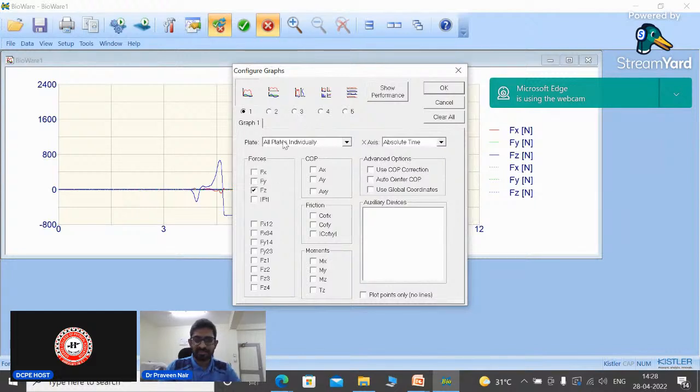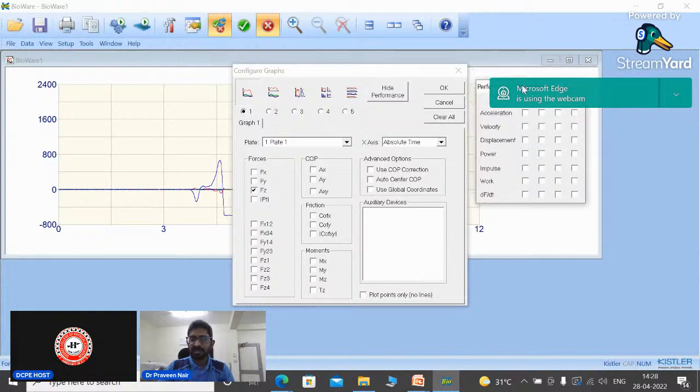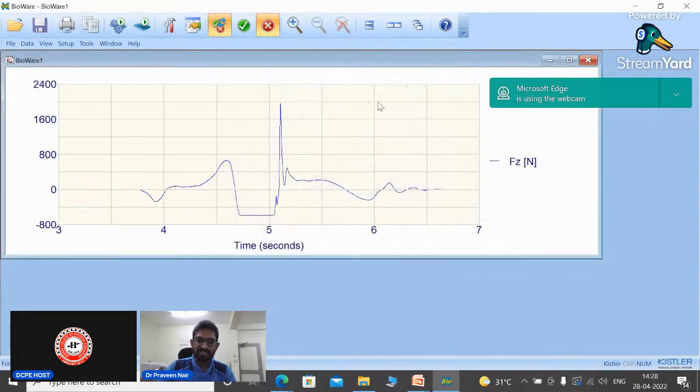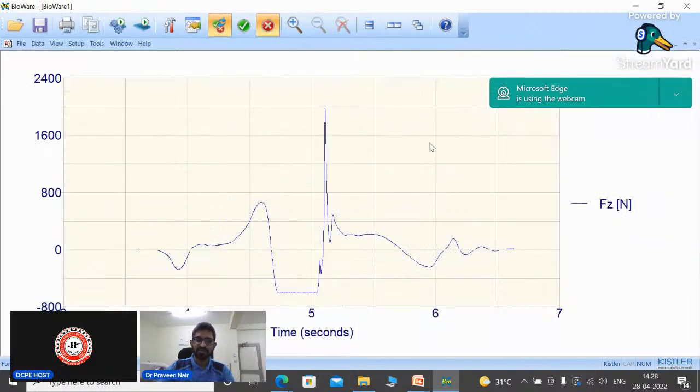I am just interested in the FZ, that means the vertical force. Because I've used only one force plate, I will select that, and then I will go to the show performance, and then I will go to the velocity part, the displacement part, and then I will go one by one. Okay, we'll go one by one. This is the force. This is the force-time curve. This is the typical force.